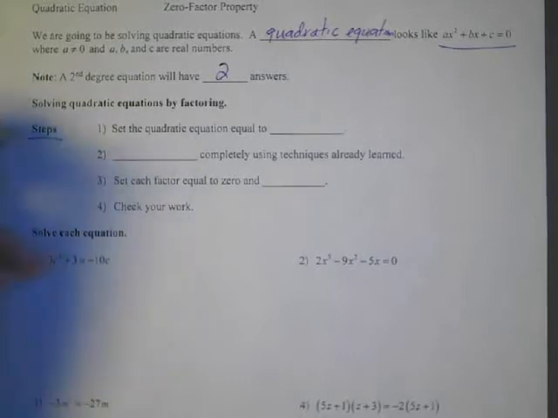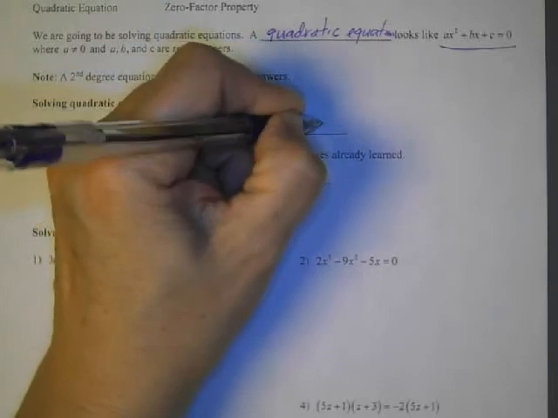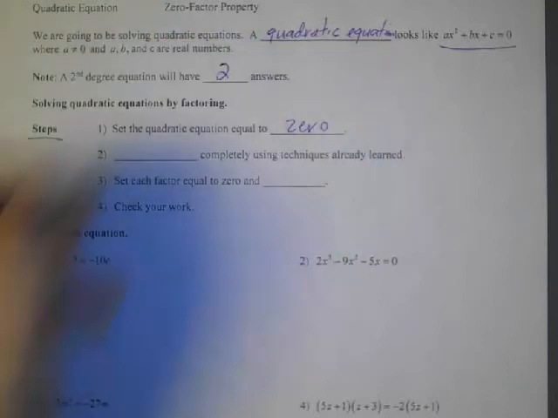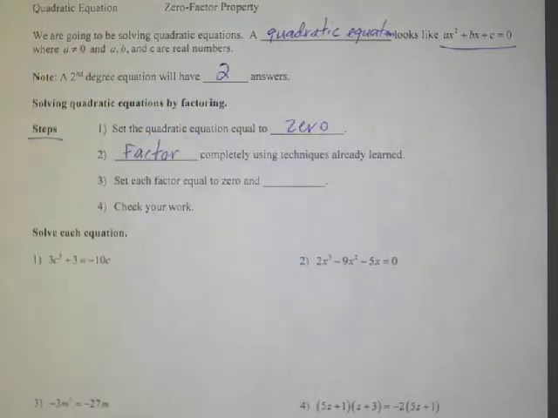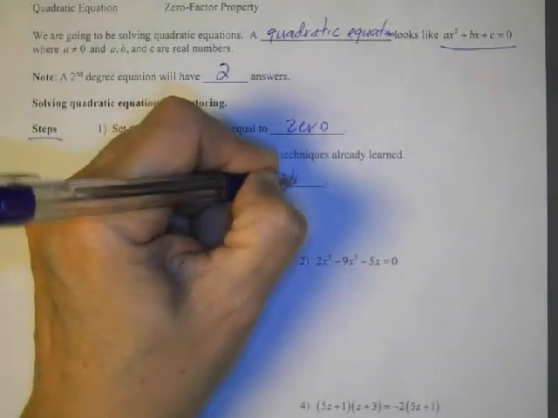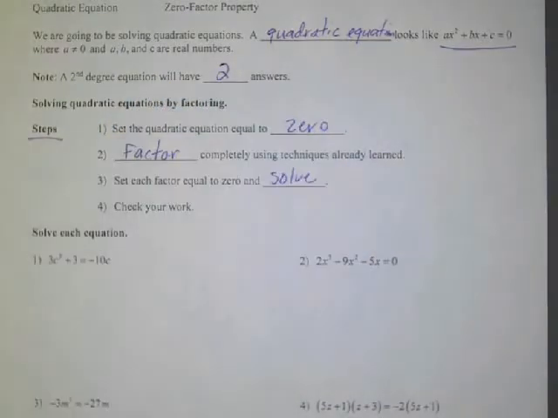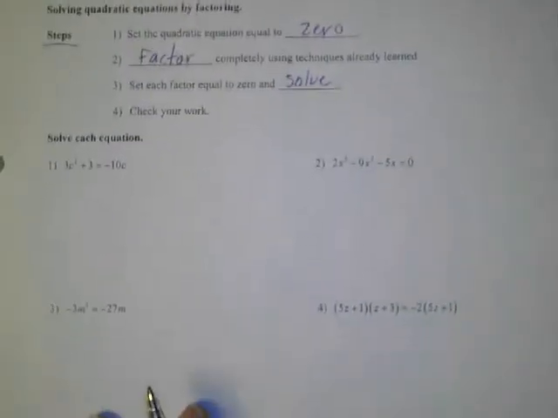So here are the steps. Set the quadratic equation equal to 0. Factor completely using techniques already learned. Set each factor equal to 0 and solve. And then you can check your work. Let's begin.